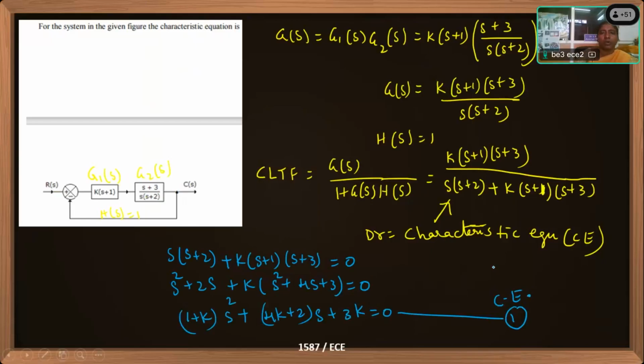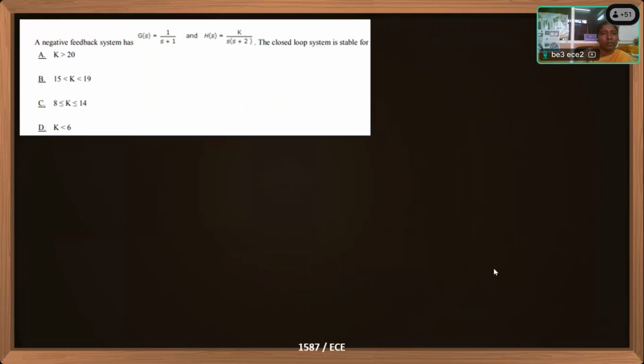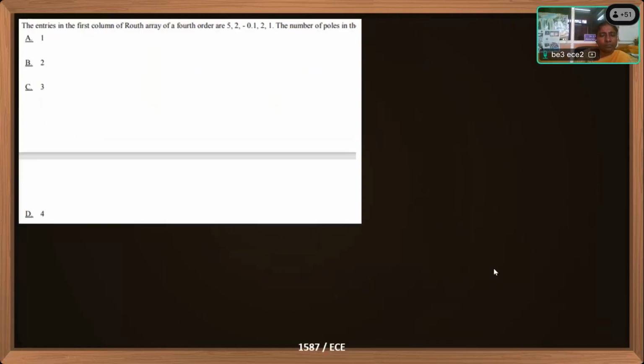Okay, this is one model, finding the characteristic equation alone. Here you can see you have to first find the characteristic equation, then apply the RH table and tell about the stability of the system. I will complete this and come back to the previous problem. You can see the elements in the first column of the RH table are 5, 2, minus 0.1, 2, 1.